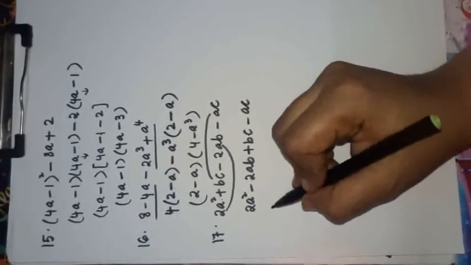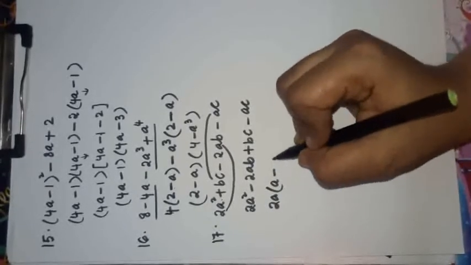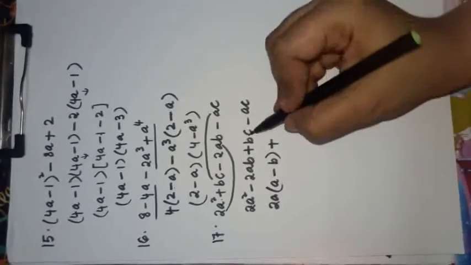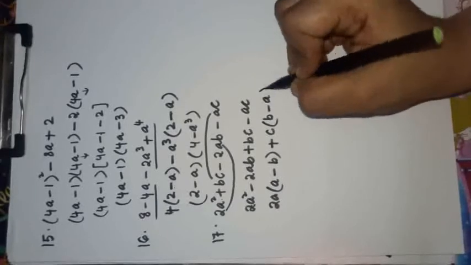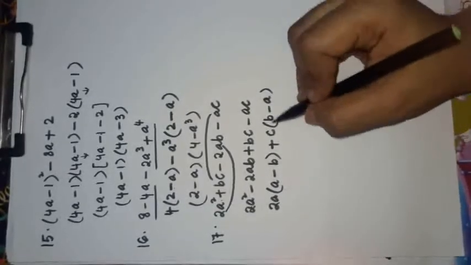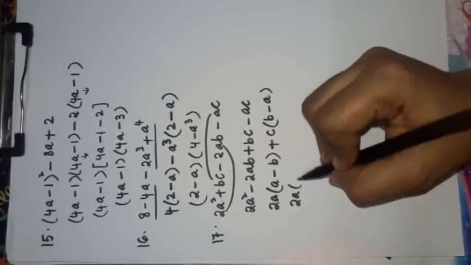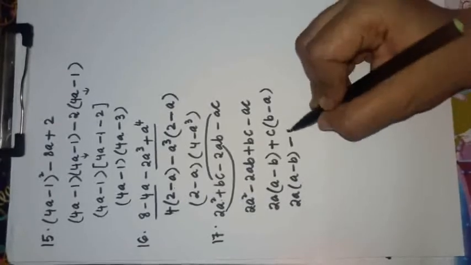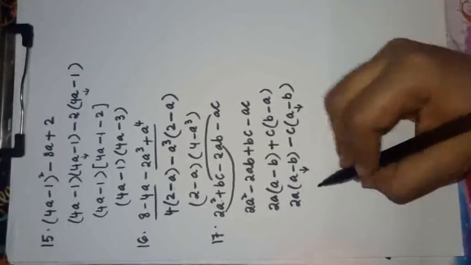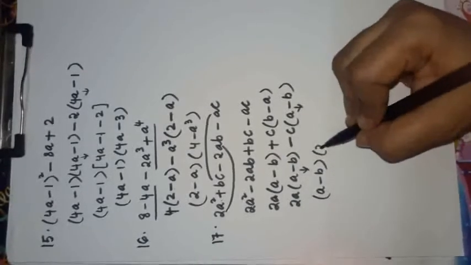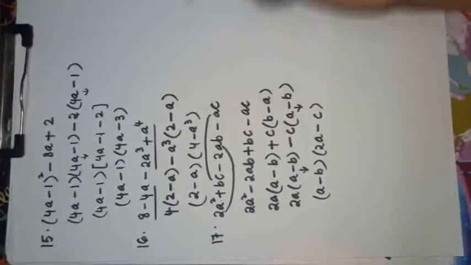So 2a square minus 2ab. 2a we can take common because in both the terms 2a you are having. Then what is remaining? a. Then over here b. Then plus bc minus ac, so c common, then b remaining minus a. So a minus b, b minus a. To make this a minus b, just make this minus. So 2a, a minus b, then minus c, a minus b. Then a minus b is common, 2a minus c. So these two are the factors of the given expression.